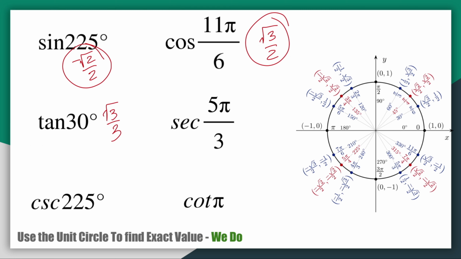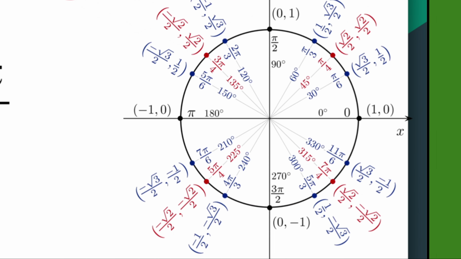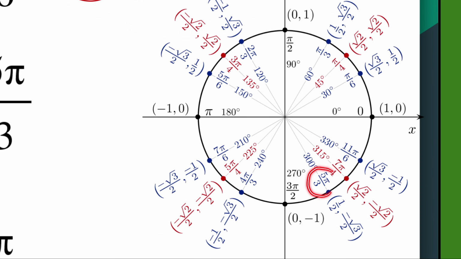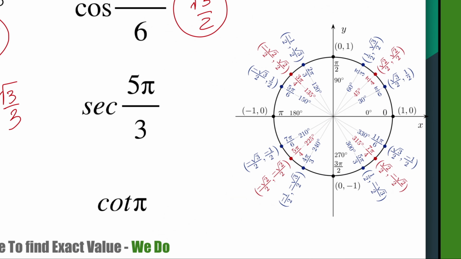Now, secant of 5 pi over 3. Okay, so we're still going to go to 5 pi over 3, which we see is here, 5 pi over 3 at 300 degrees. And we know that secant is the opposite of cosine, so I'm going to pull the cosine one of 1/2. But it's 1 over cosine, so it's 1 over 1/2. And 1 divided by 1/2 is just 2. So that's my answer. Now, if you're confused by how I got this, keep change, flip it, and you should get 2.